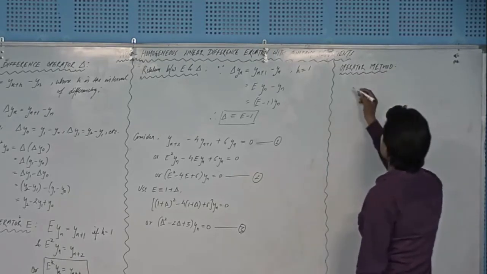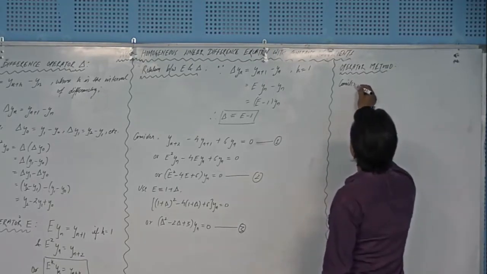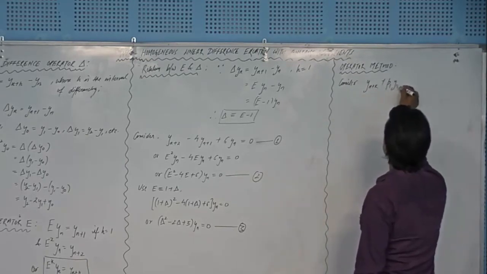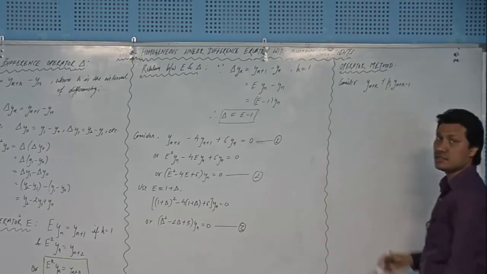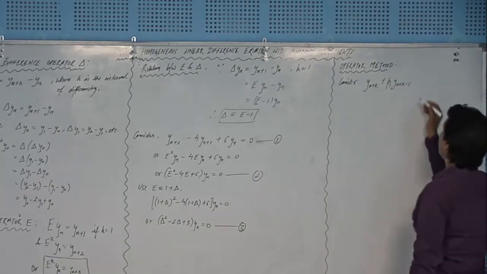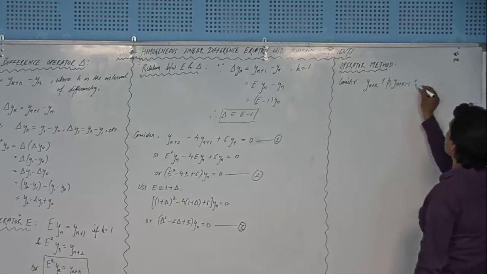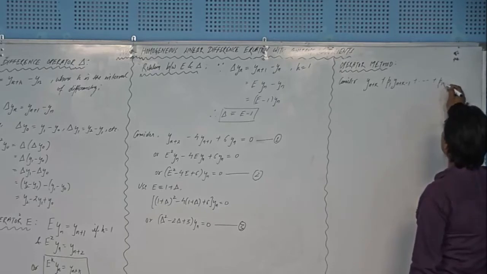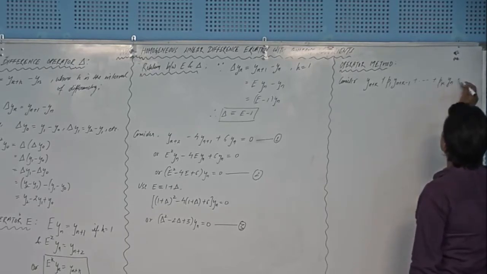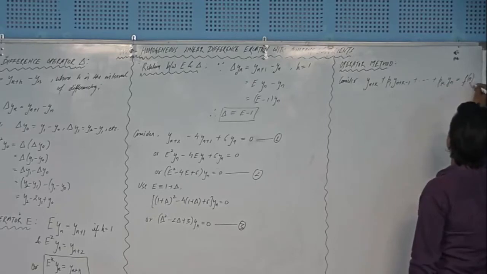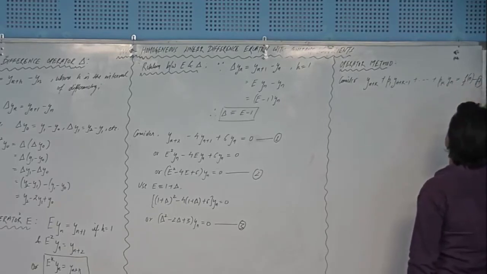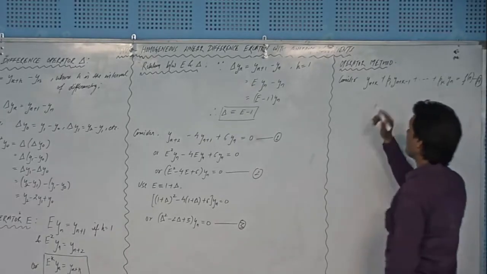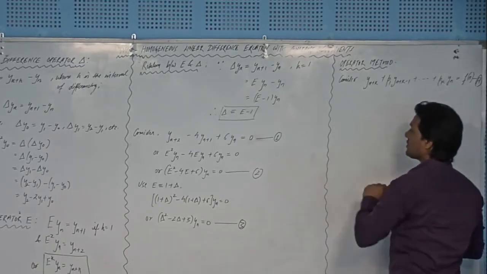It starts with the kth order difference equation: yn+k plus p1 times yn+k-1, where p1 is a constant since we are dealing with constant coefficients, and then p2 times yn+k-2, and the last term is pk yn, equal to the function fn. This was our equation number a. We are searching for the solution of this equation, and first I will convert this equation into the capital E form.